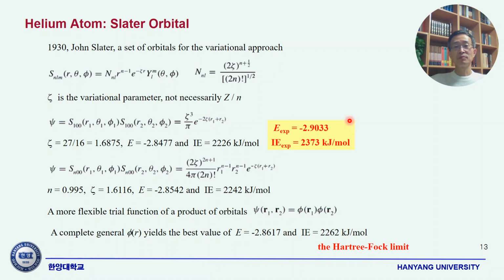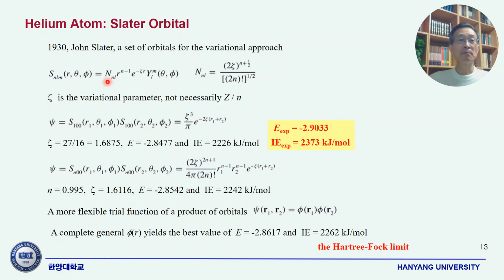But there are experimental numbers known for helium ionization, which in Hartree is minus 2.9033. I'm sorry, the ionization potential is known in kilojoules per mole. So in terms of Hartree, we obtain the experimental energy, which is 2.9044. What do we obtain? Minus 2.8477, something like that, if I recall it from the previous slide.